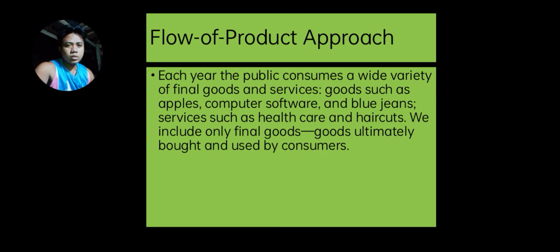Flow of product approach. Each year, the public consumes a wide variety of final goods and services. Goods such as apples, computers, software, and blue jeans. Services such as healthcare and haircuts. We include only final goods ultimately bought and used by consumers.